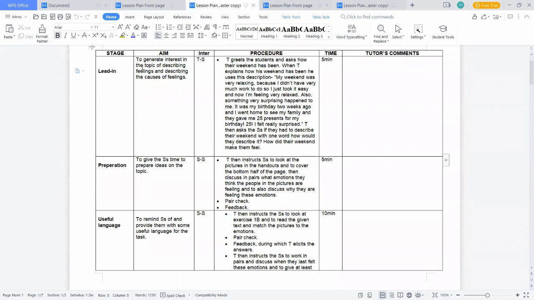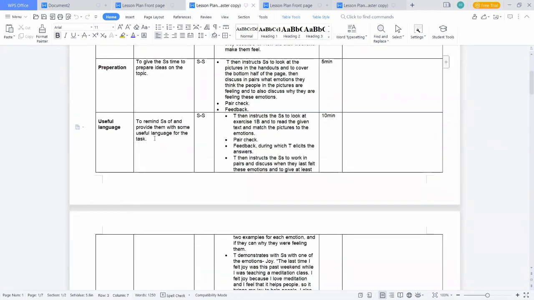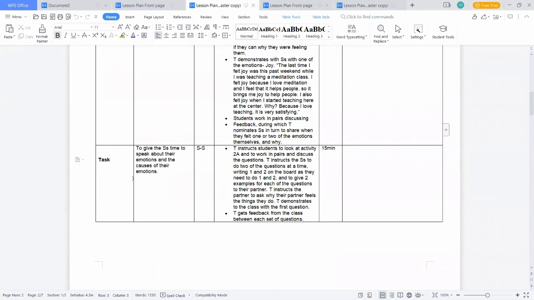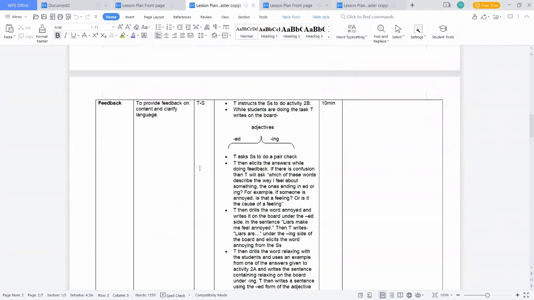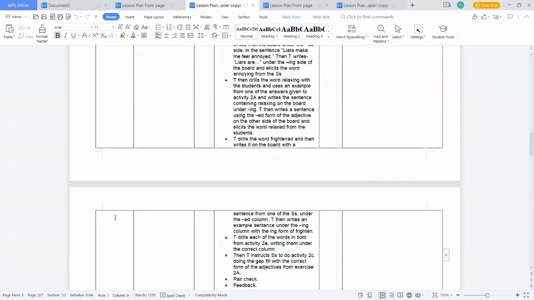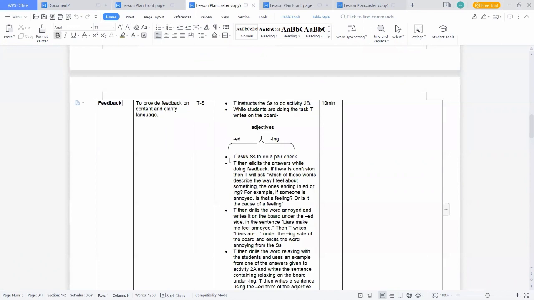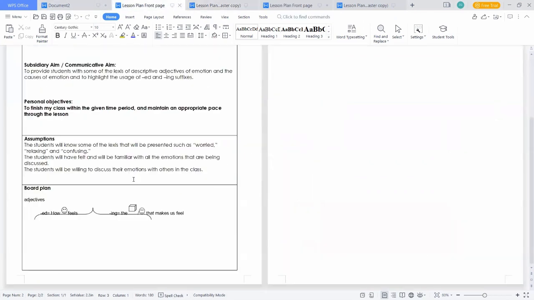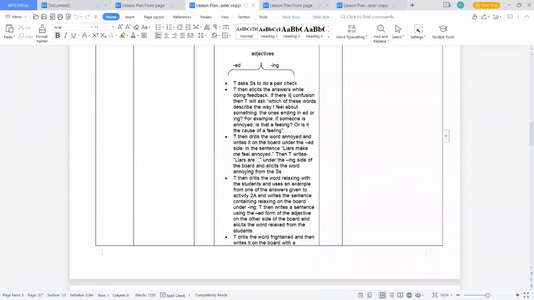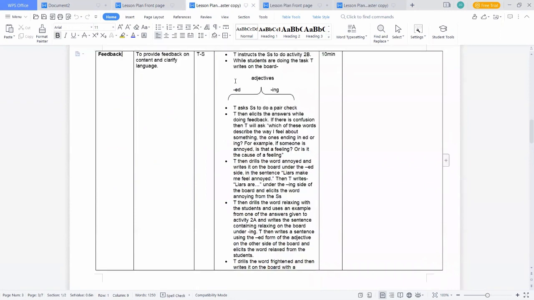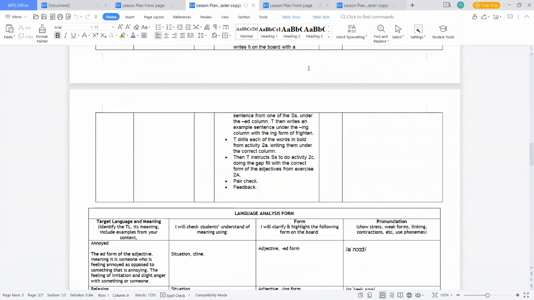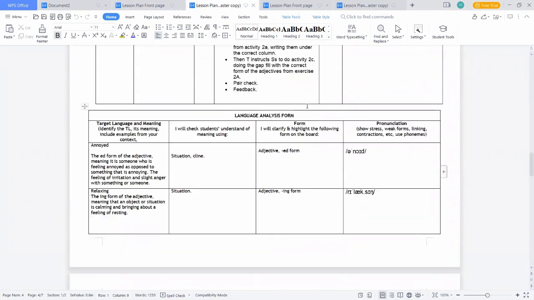So for this lesson, I had a lead-in, preparation, useful language. Then I gave them a task. And then at the end, I gave them feedback. And here's where I used my board plan that I came up with.